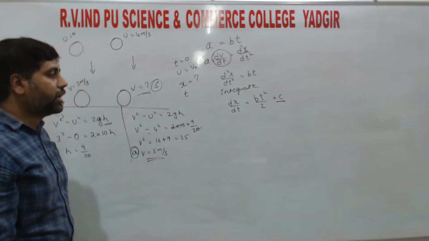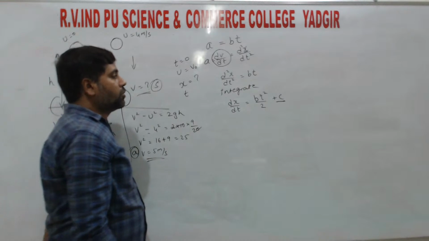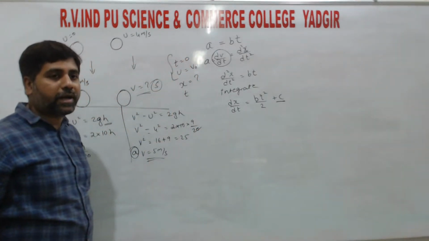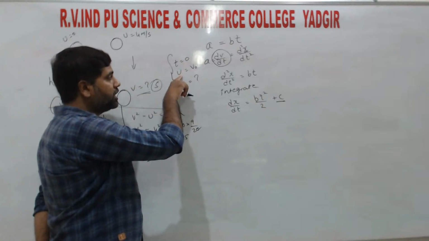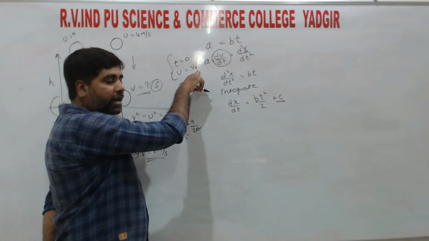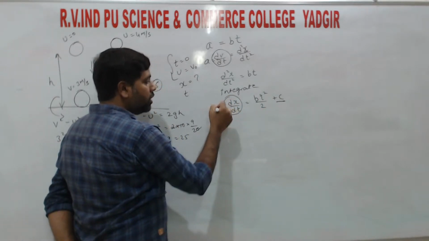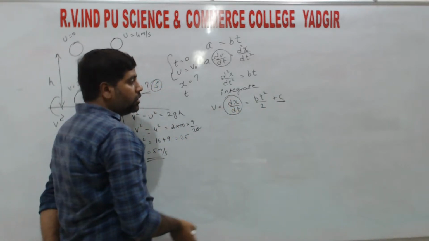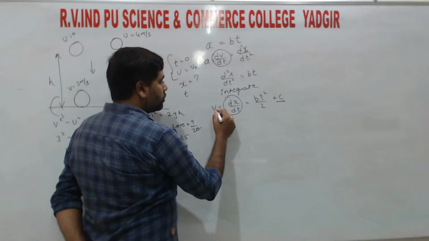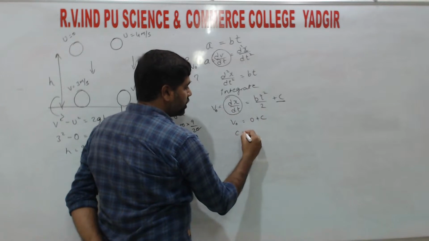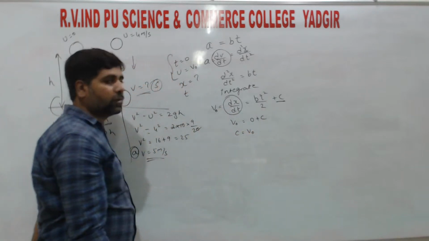So that value we have taken as c, right? Now substitute this relation. When t is equal to 0, the initial velocity is v naught. So substitute here: dx by dt, which we call velocity v. At t equal to 0, this becomes v naught. So v naught is equal to 0 plus c, so c is equal to v naught, right?